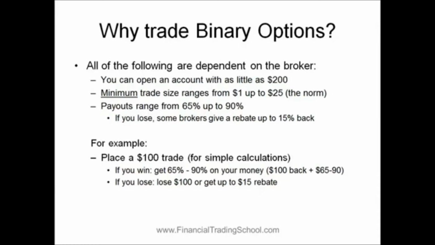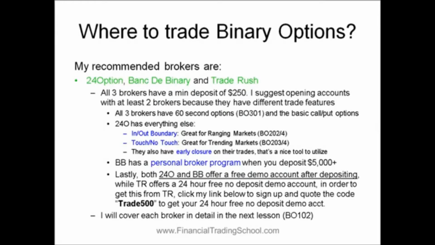The minimum trade ranges from $1 up to $25, and the payouts range from 65% up to 90% if you win. And if you lose, some brokers from time to time give you a rebate of up to 15% back. So here's an example. Let's say we place a $100 trade, just for simplicity's sake. If you win, you'll get 65 to 90% back on your money. So you get your $100 back plus $65 up to $90 profit. If you lose, then you lose the whole $100, or if they have a rebate, you can get up to $15 back.